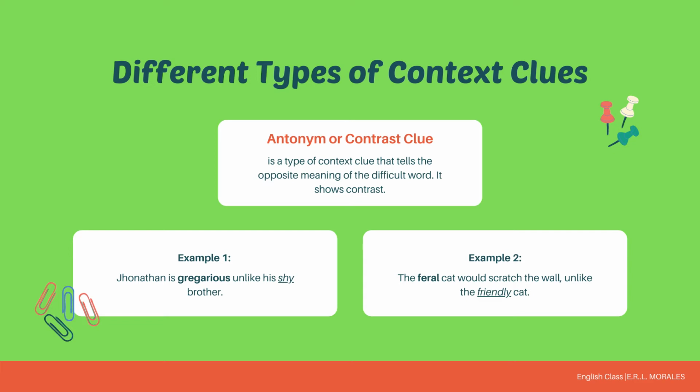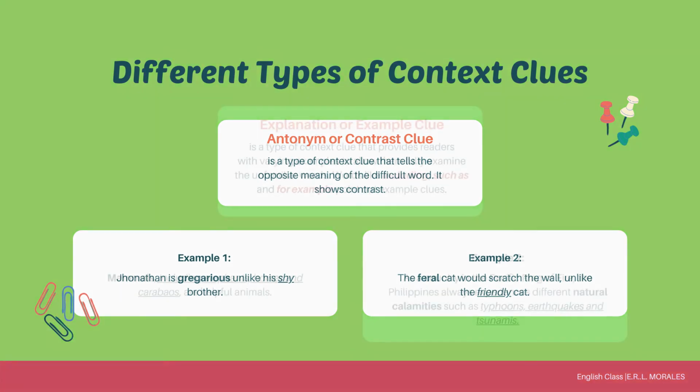So we already have a clue here. Unlike, it's giving you contrast. So what is the opposite of shy? It's gregarious. Gregarious means you are likely to socialize with other people. Next: The feral cat would scratch the wall unlike the friendly cat. We also have the clue there, which is the word friendly. So what is the opposite of being friendly? If you're friendly, the opposite will likely be snob. But in here, feral means it's like a wild cat.